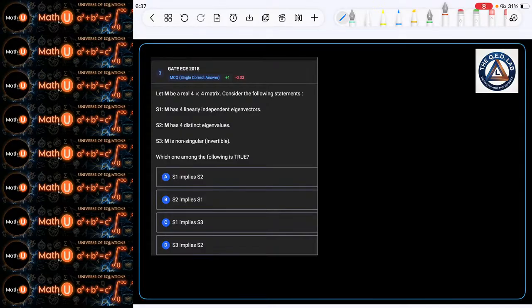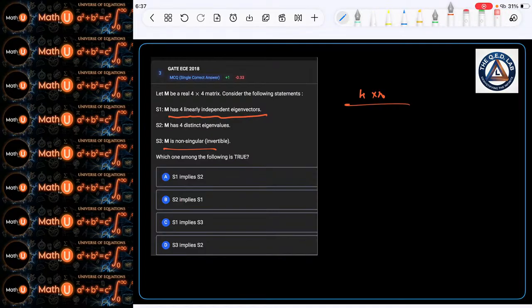Okay, this question is related to eigenvalue and eigenvector. No problem. Let's say a 4 by 4 matrix M is given. Statement 1: M has 4 linearly independent eigenvectors. Statement 2: M has 4 distinct eigenvalues, and statement 3: M is non-singular or invertible. Which of the following is the correct answer regarding this 4 by 4 matrix?